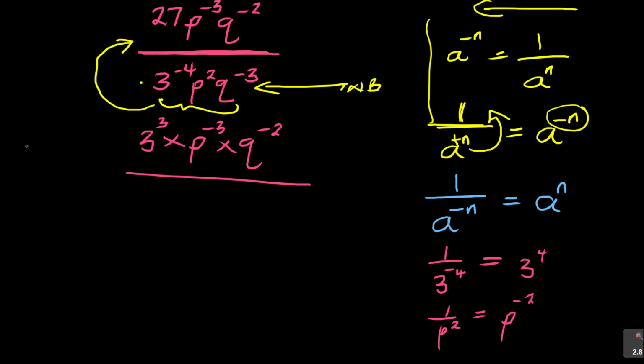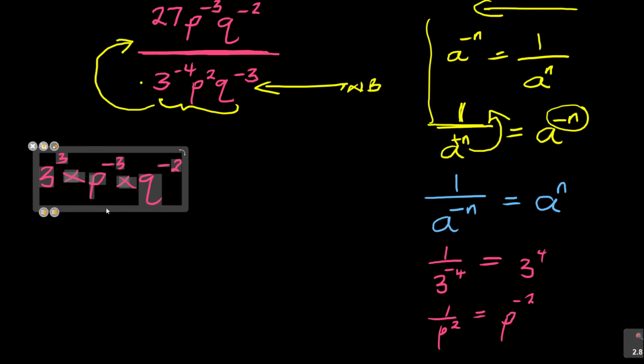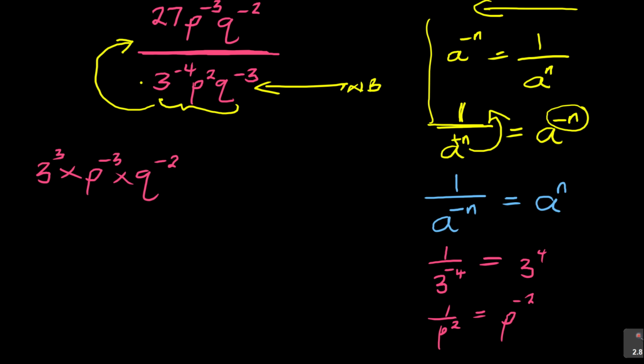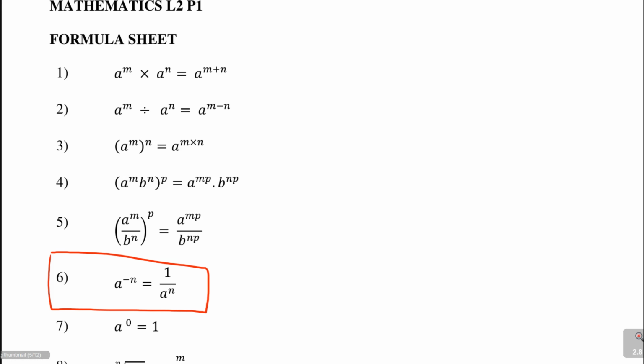So let's write it. When I write this, remember I no longer have this. I said I'm going to take everything to the top. So when I'm writing it, it will be like this: times 3 to the power negative 4. You just interchange the sign. It's 3 to the power 4 times p becomes what? Negative 2, times q becomes what? Positive 3. You see, you interchange signs because of this division line. And we're using this rule. Alright, then from there we're going to use the first rule.